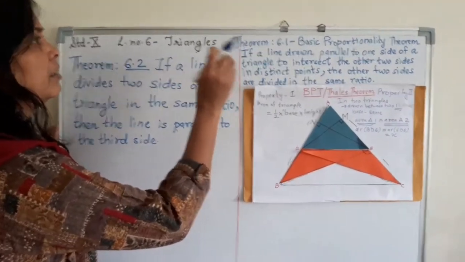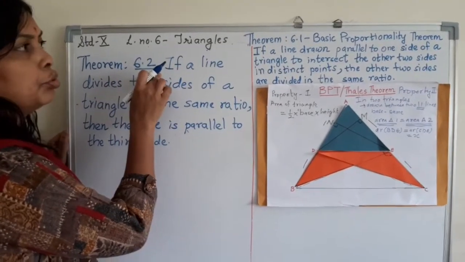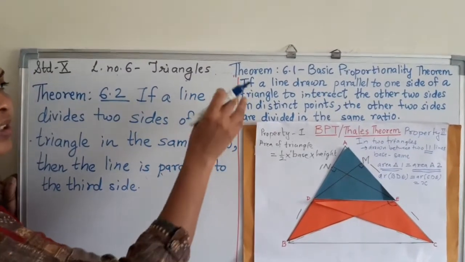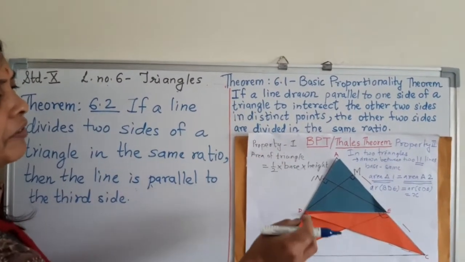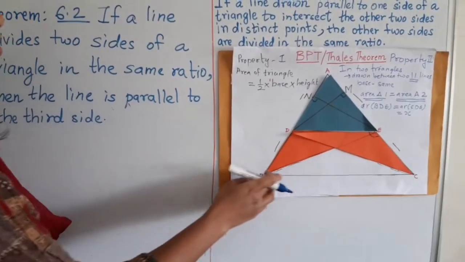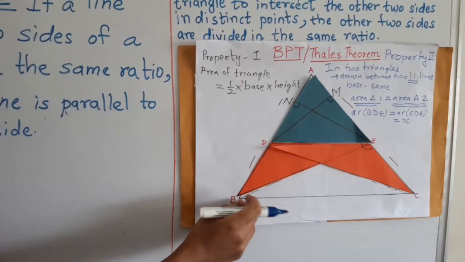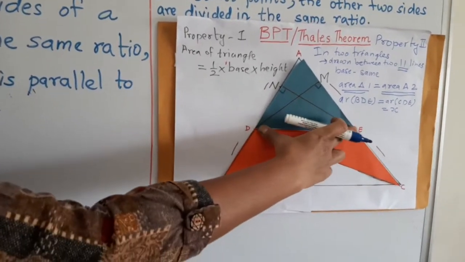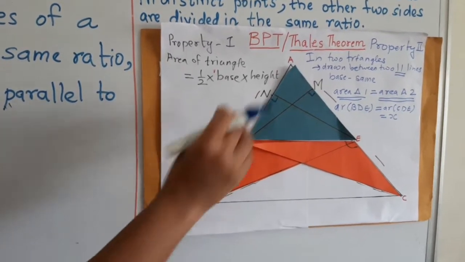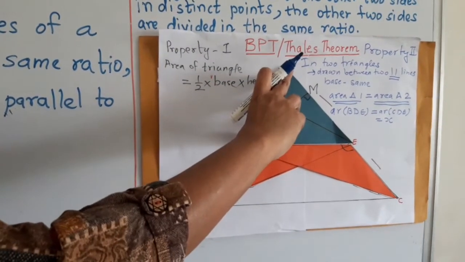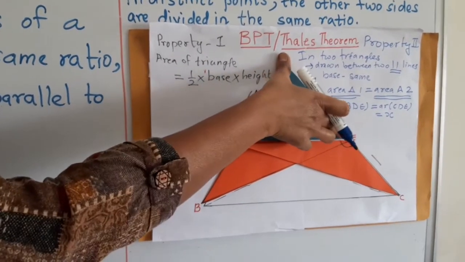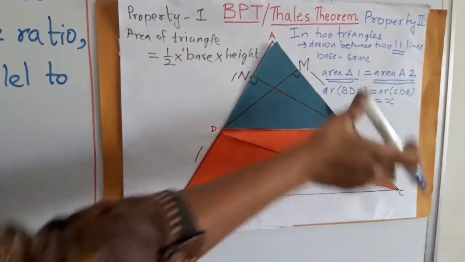Now let's see what is theorem 6.2. I hope you have understood theorem 6.1. In theorem 6.1, they have given that a line drawn parallel to the side of a triangle. So here BC is the base and DE is parallel to it. That was given to us, and then what we had to prove was that the ratio AD upon DB is equal to AE upon EC.